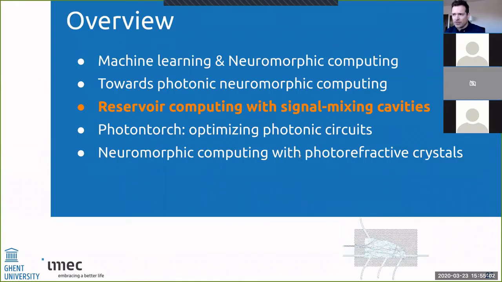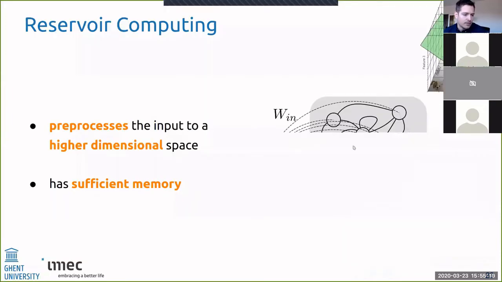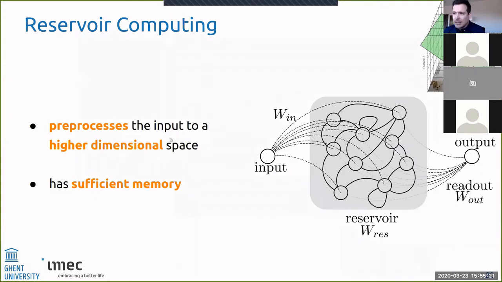So, as mentioned, now we'll go into the core of what I've done during my PhD. In this part, we'll explore how we can use these photonic cavities to go beyond the traditional node-based approach of reservoir computing. And to do that, we need to recall that reservoir computing can basically be summarized by the following 2 points.